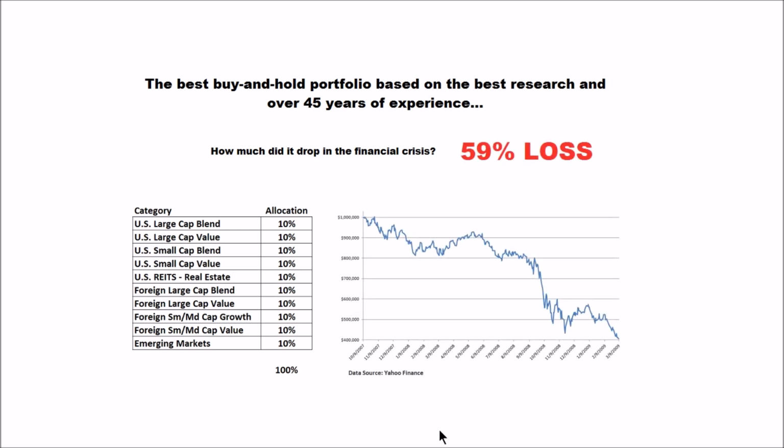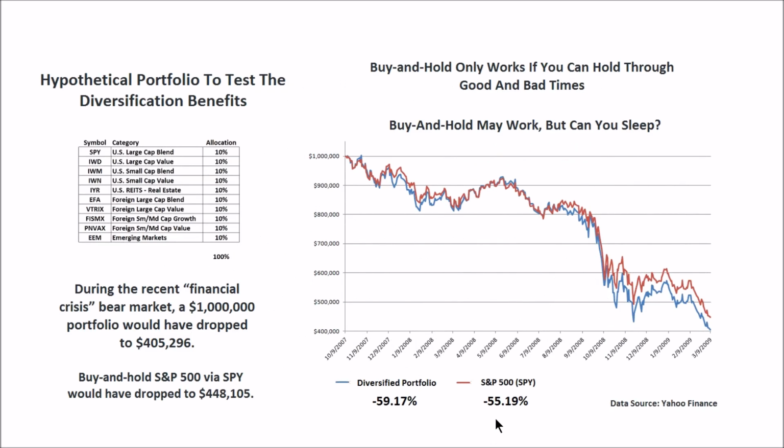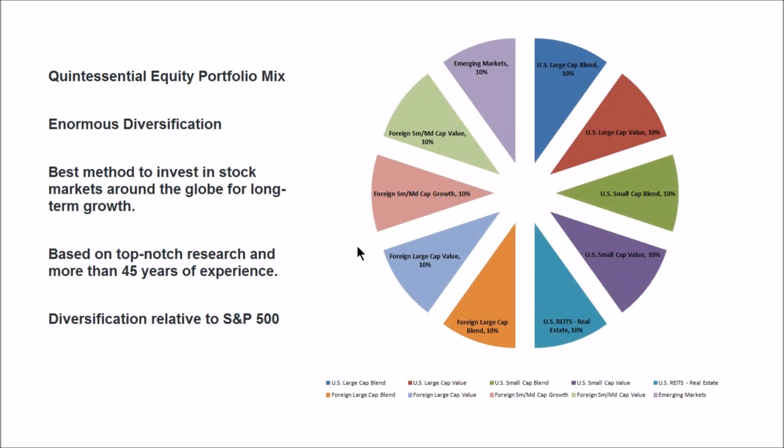The answer is absolutely, positively no in this case. This portfolio from point A to point B, October 2007 to March of 2009, lost 59% of its value, which is actually worse than just holding SPY, a one-position portfolio, over the same period. Our purpose here is not to criticize this mix.